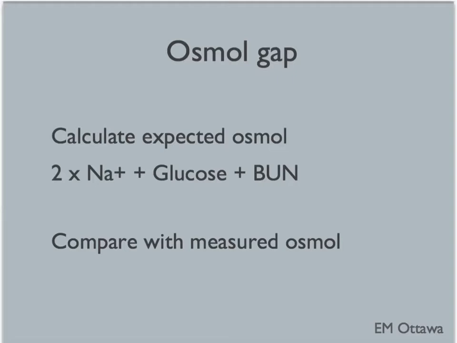To calculate the osmol gap, we first calculate the expected osmolality, and this is created by 2 times sodium plus glucose plus BUN. Once you have that expected osmolality number, you now compare it with what's measured in the serum. The difference between the two, or the osmol gap, can vary from individual to individual. However, an osmol gap that's more than 10 is regarded as being abnormal.